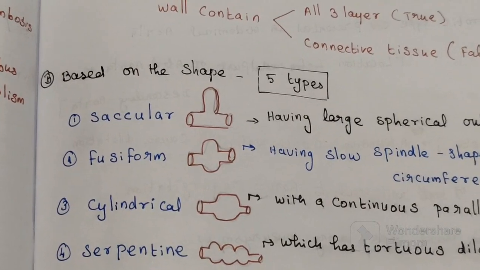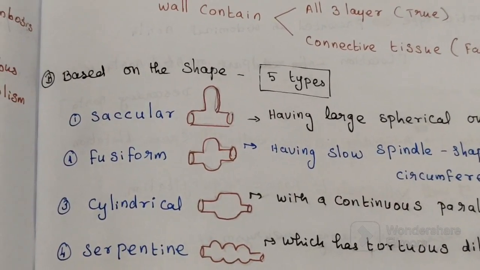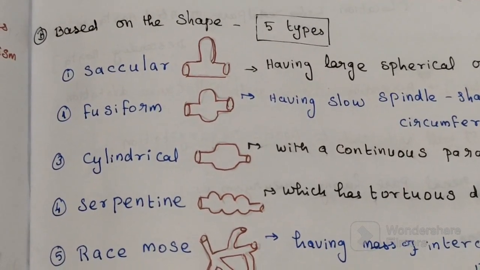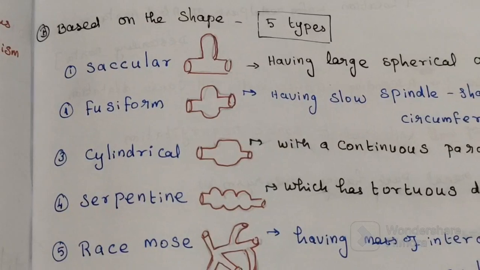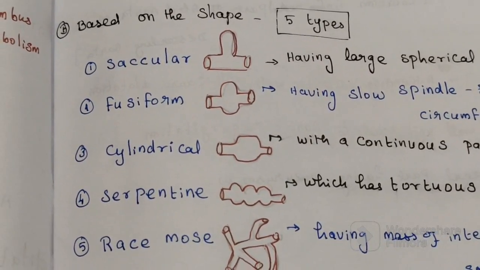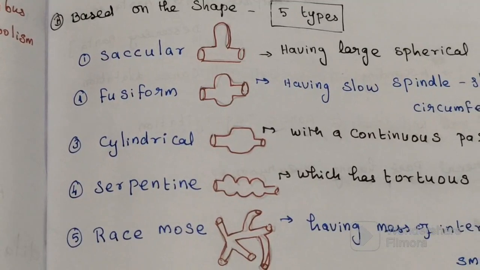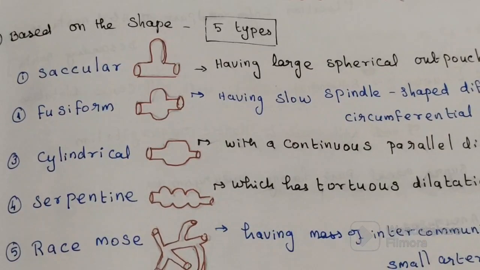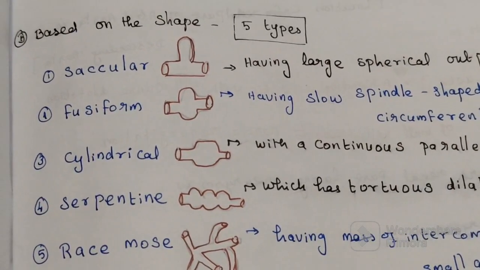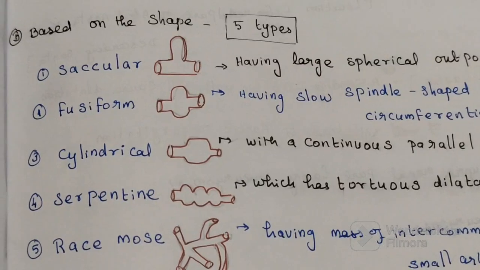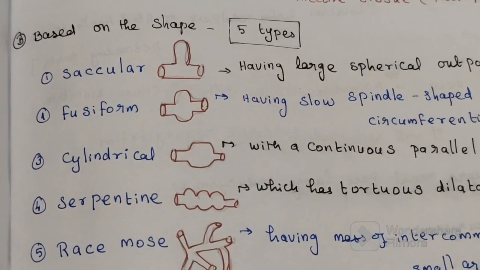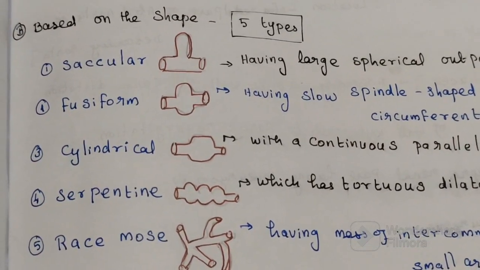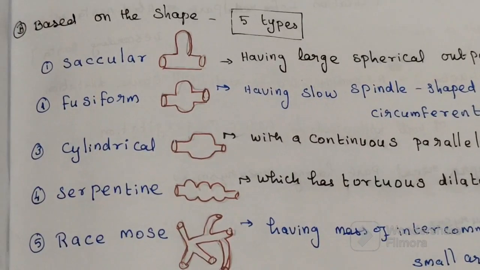The second classification is based on the shape. 5 different types of shape are available. First one is circular, second one is fusiform, third one is cylindrical, fourth one is serpentine, fifth one is Aneurysms. So these are the different shapes. Based on the shape it has 5 types of aneurysm: circular, fusiform, cylindrical, serpentine and Aneurysms.